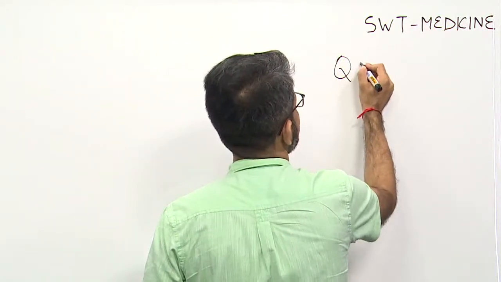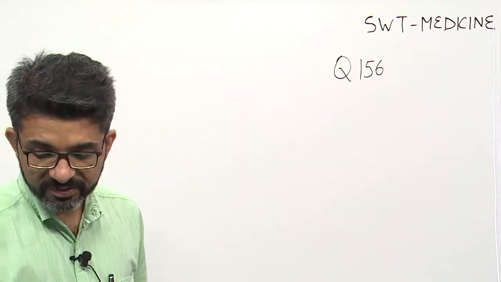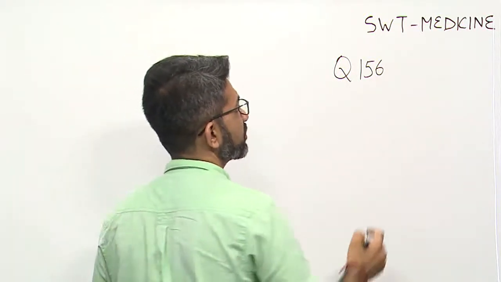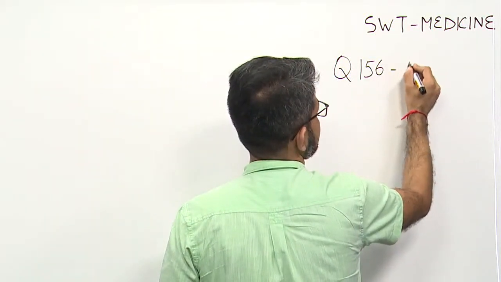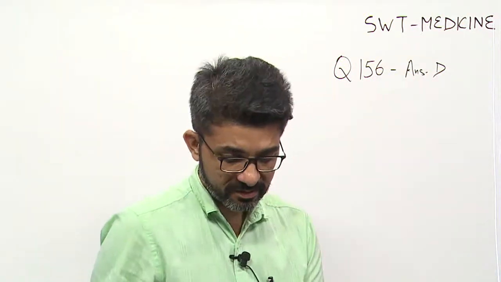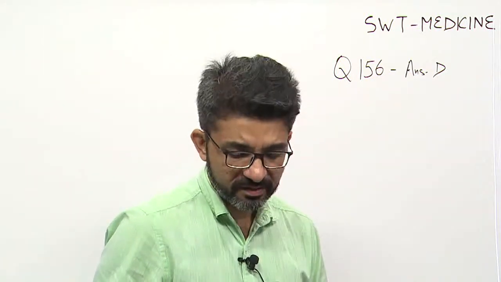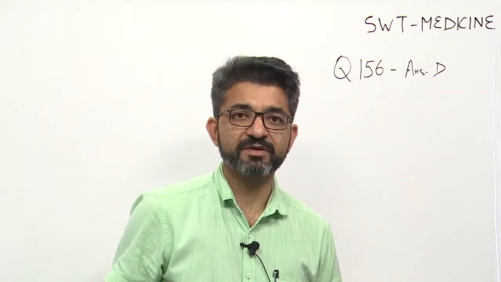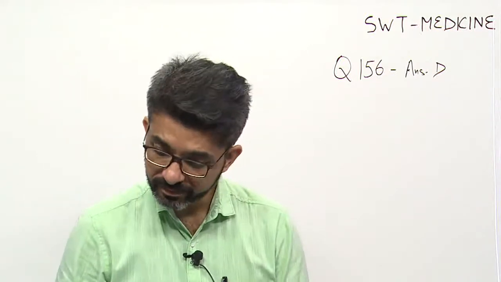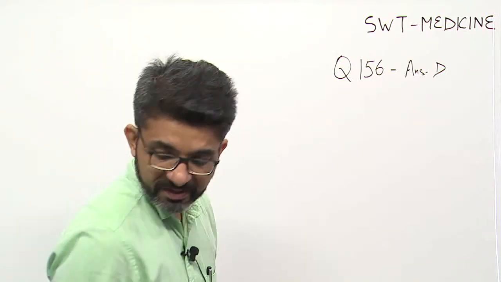Question number 156. Graham Steell murmur. Remember the name Graham Steell murmur, it is a murmur of pulmonary regurgitation. So, answer is D. Answer is D, Graham Steell murmur. It is a diastolic decrescendo murmur, best heard in left lateral sternal border. Question number 157.